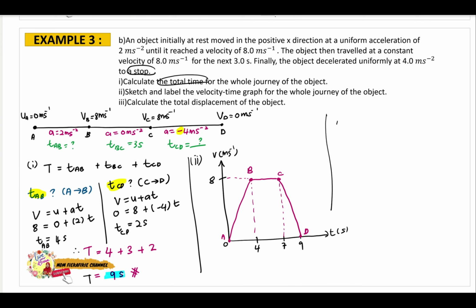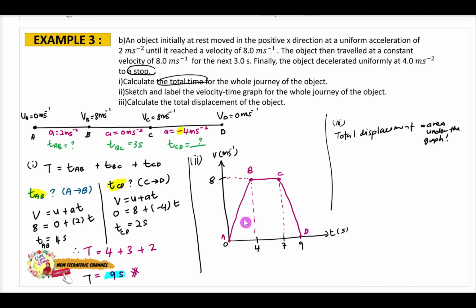Okay, so calculate the total displacement. So remember the total displacement is equal to area under the graph. And remember, this is the area of the graph V against T. And look at this area, okay, berada pada positive ataupun above positive x-axis. Means that the object is still moving in positive x direction.